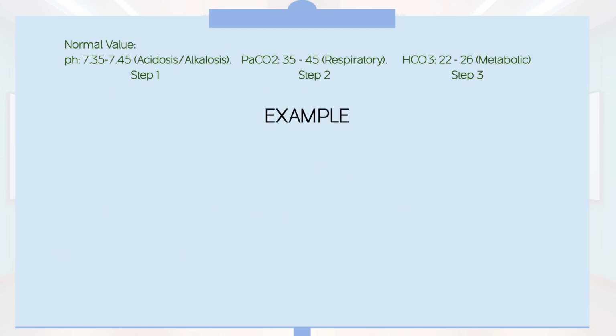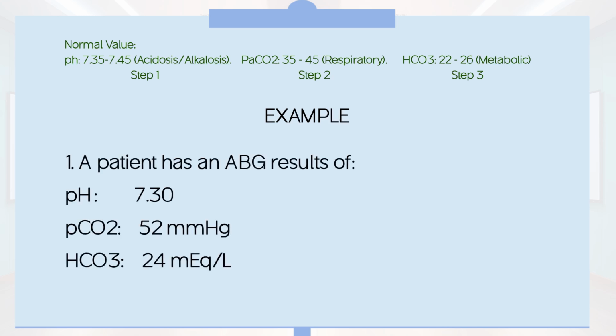Now, let's try to answer some examples of arterial blood gas results, using our 3 simple steps of interpreting ABG. Patient 1 has an arterial blood result of pH of 7.30, PaCO2 of 52 and HCO3 of 24.